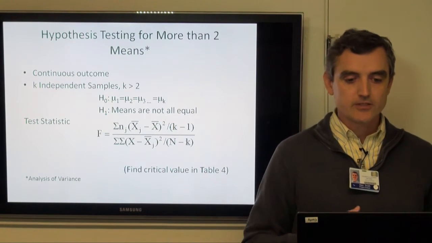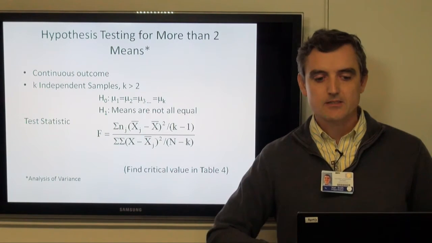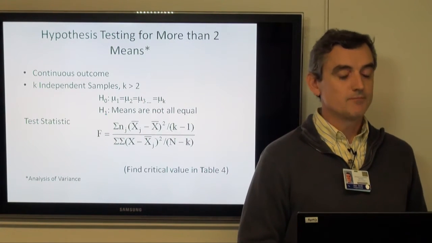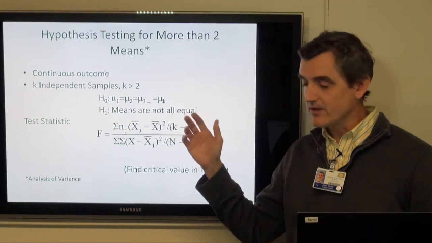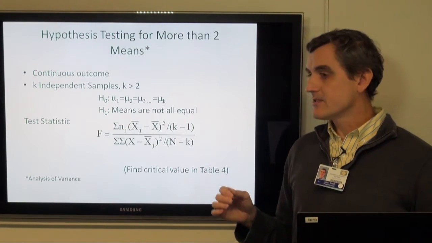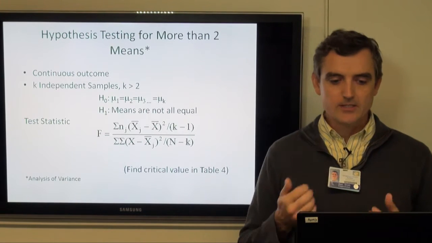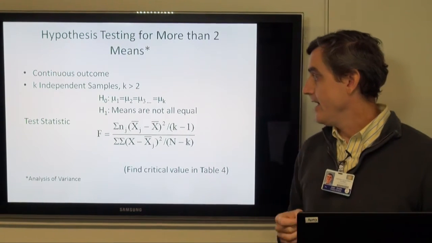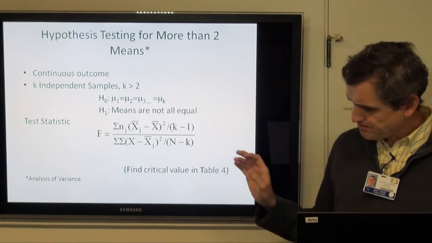That number is greater than 2, and our null hypothesis in this case is just that all of those means are equal. So mean 1 equals mean 2 equals mean 3, all the way up to however many means you have. The alternative hypothesis is that the means are not all equal, so at least one of these things is different. And here's our test statistic.